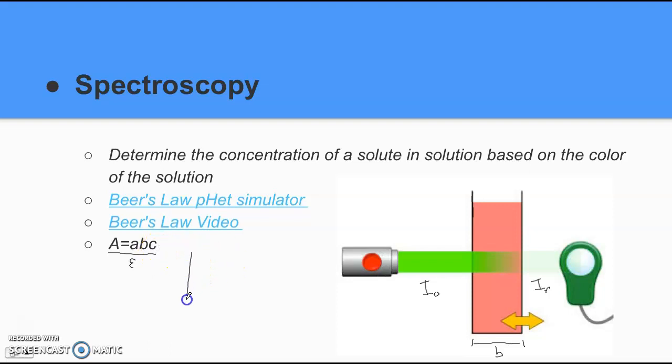Usually what happens is you graph this out. You graph absorbance versus concentration, and you get a straight line. You can measure the slope, and the slope is going to be equal to the molar absorptivity times the path length. If you know the path length, you can figure out what the molar absorptivity is, and that's usually the whole point of this lab.